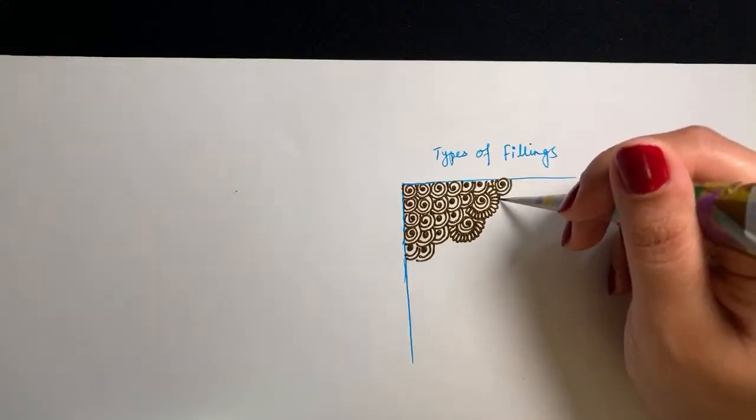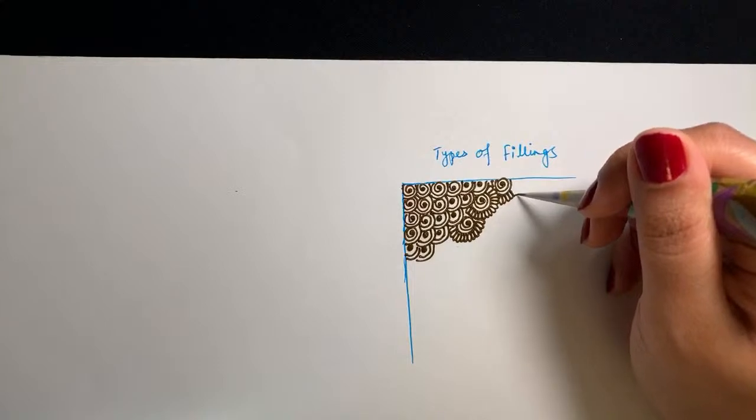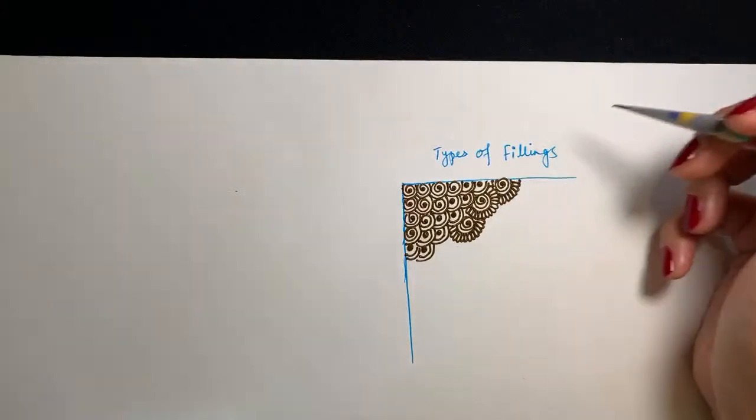So you do the swirl, just do one border around it, and you do the humps.